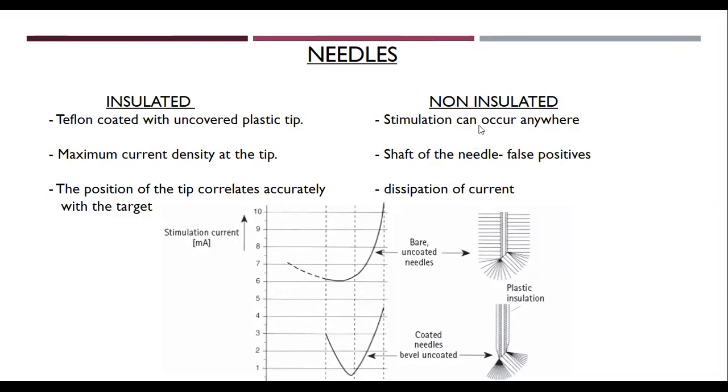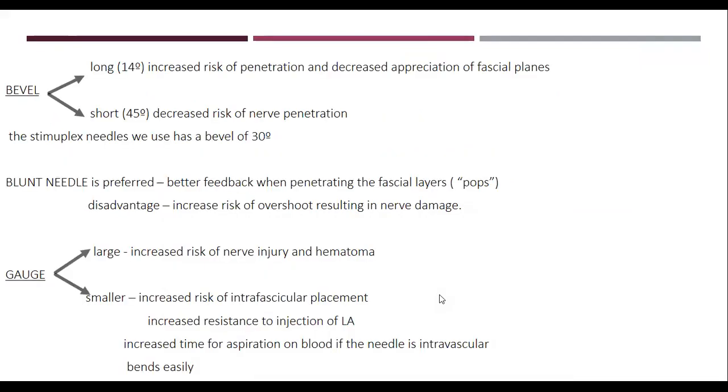Whereas these are non-insulated needles, stimulation can occur everywhere. As it is shown here, the stimulation can occur everywhere. The shaft of the needle will give false positives and dissipation of current happens. So the stimulation current required will be higher for non-insulated needles, as you can see here. Whereas the coated needles will need very little current. As you can see, less than 1 milliampere is required actually. So it will be more precise. Here you need more than 6 milliamperes for bare uncoated needles. Since there is dissipation, you need more current for stimulation of the particular nerve.